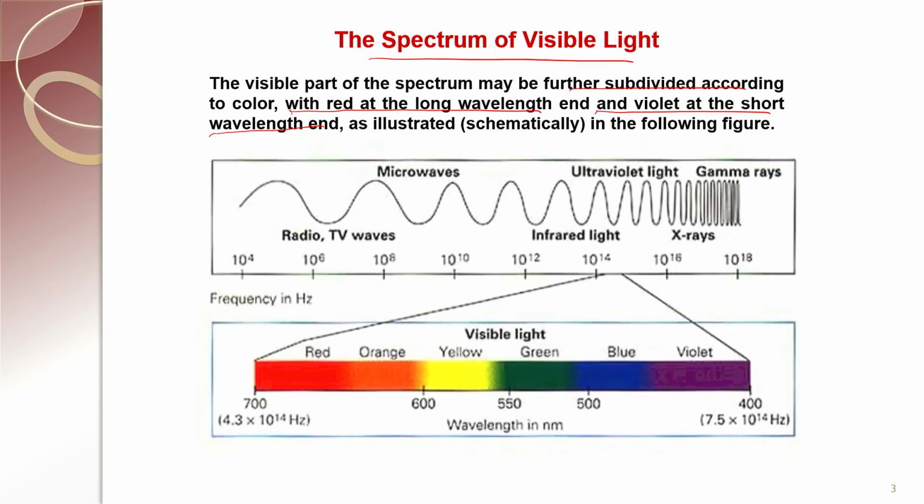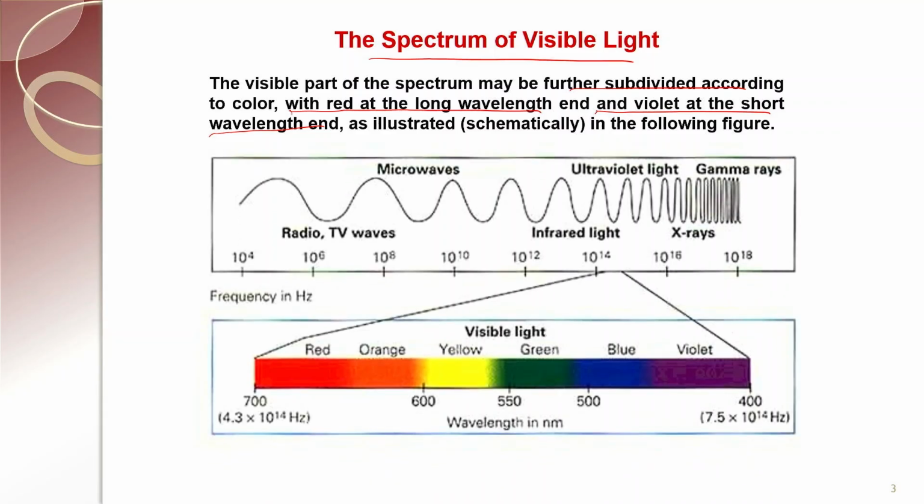Now, schematically we can see here, this is the red color and here is the violet color. So, here the wavelength is reduced, so energy is high.